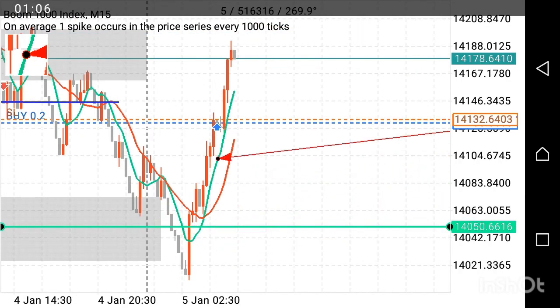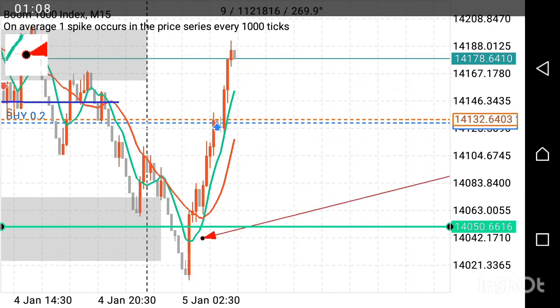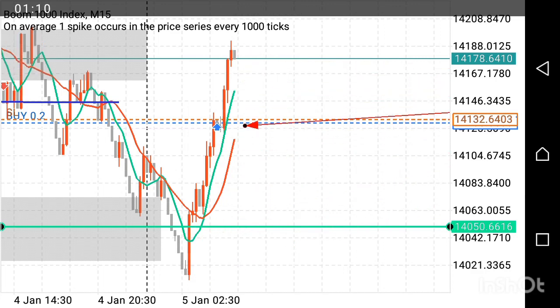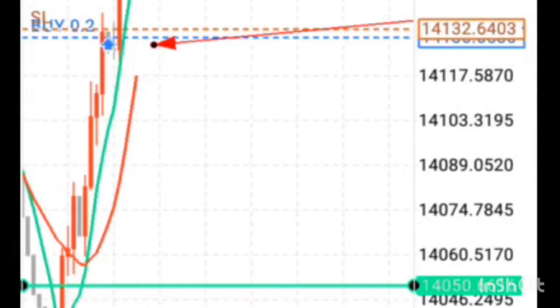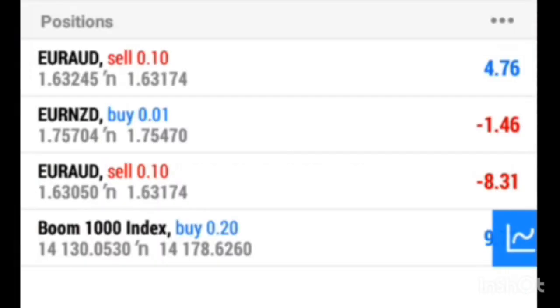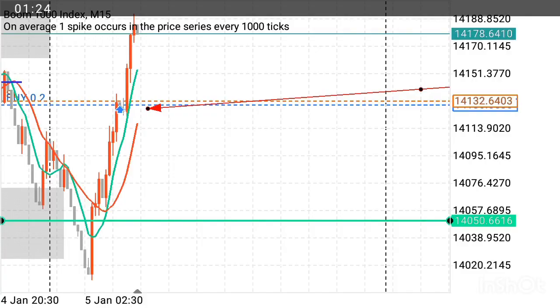You can see these massive spikes that started happening. So if you go, let me show you my profit, guys. Let me show you my profit for you to see that this strategy works. You can see this is my profit. I use the minimum lot size. This is the minimum lot size, guys. That's $9.71 already with minimum lot size, guys.